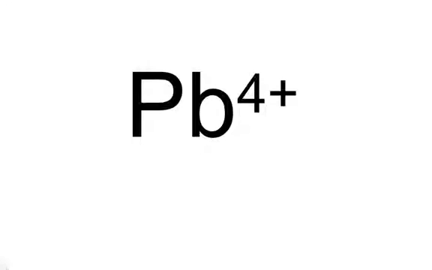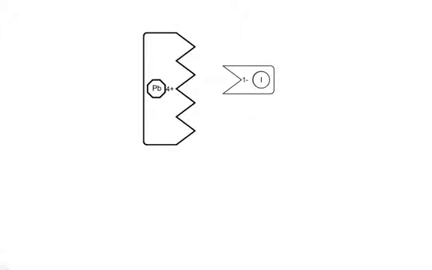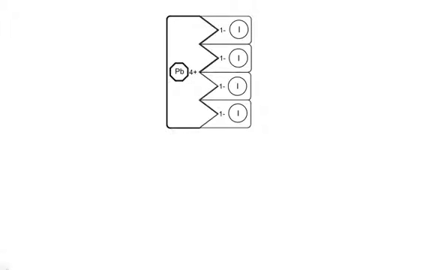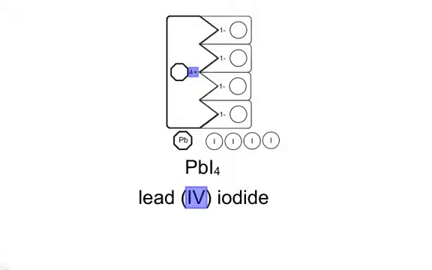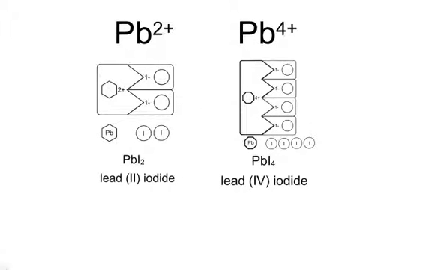Compare that with lead 4. Lead 4 would require that we have 4 iodides associated with it. So 4 iodine atoms would have to receive electrons from that lead atom. In this case, it's a 1-to-4 ratio, which gives us a completely different chemical formula, PbI4. The 4 again from the iodides. And this time we would have to call this lead 4 iodide, so that we're able to distinguish it between the other lead iodide, that being lead 2 iodide. Here they are side by side.